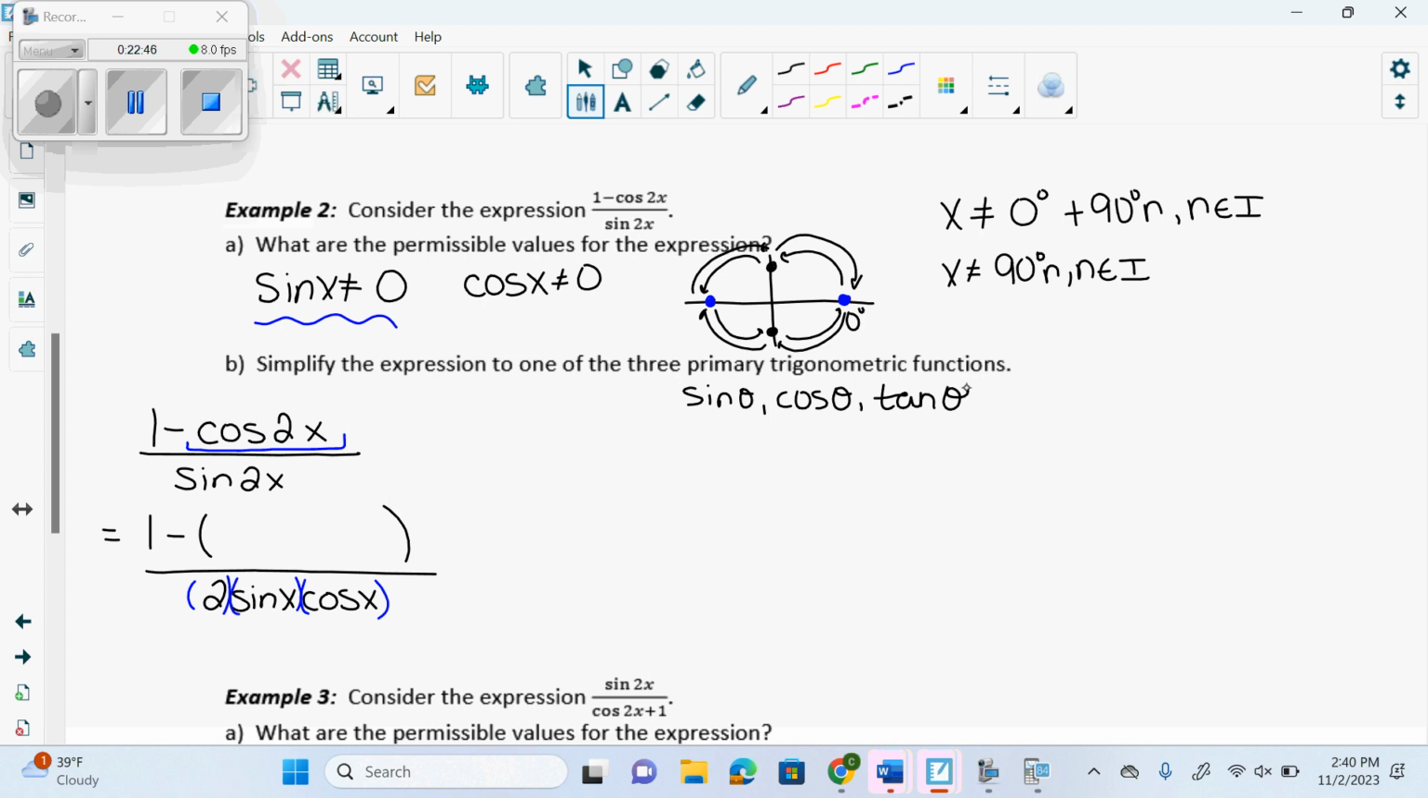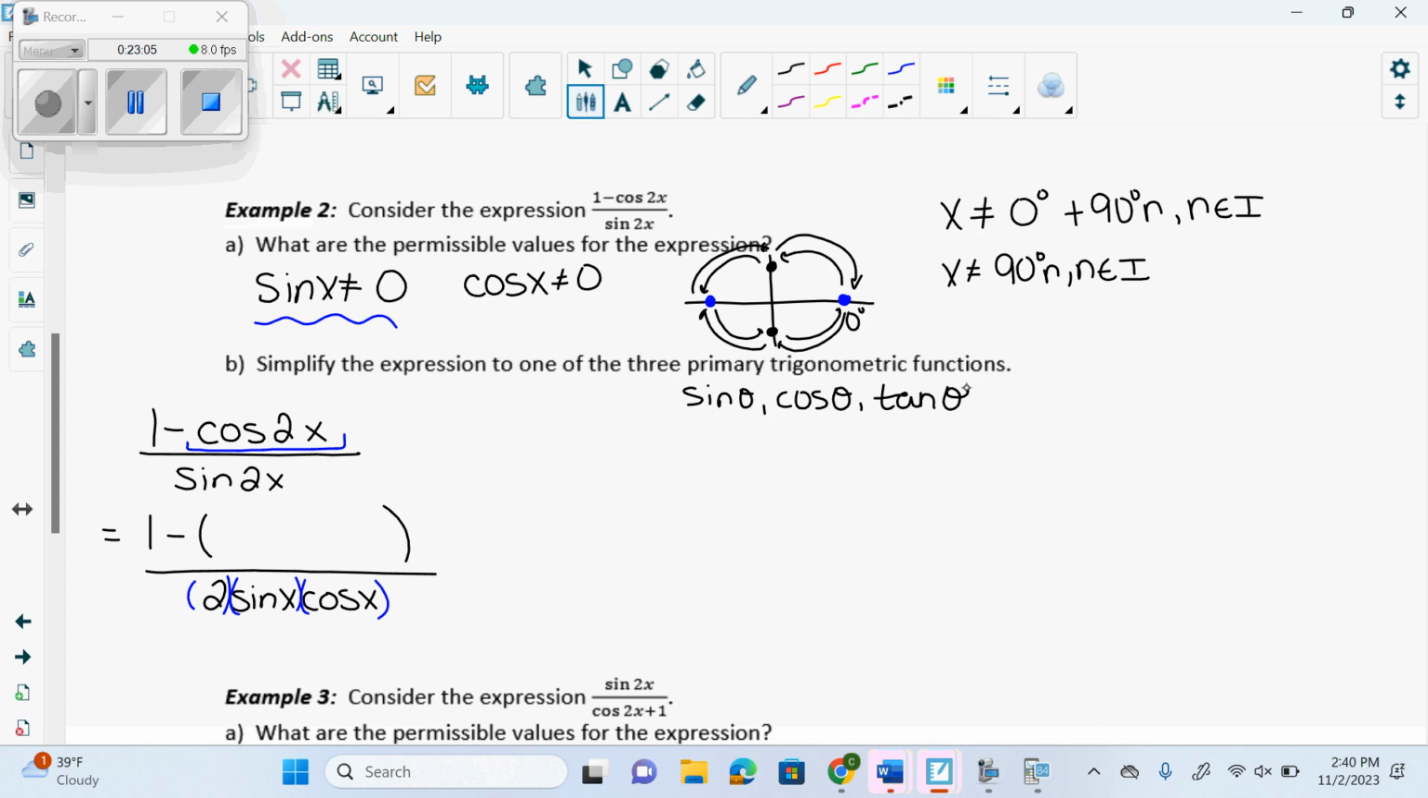No? If I fill in the 2 cos squared x minus 1, will that help? It'll end up being negative 2 cos squared x plus 1. So I'm going to get a 1 plus 1, which is actually 2. Did it go away? No. If I put in the 1 minus 2 sine squared x, let's see.